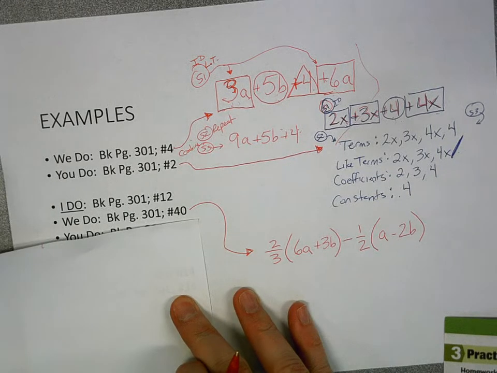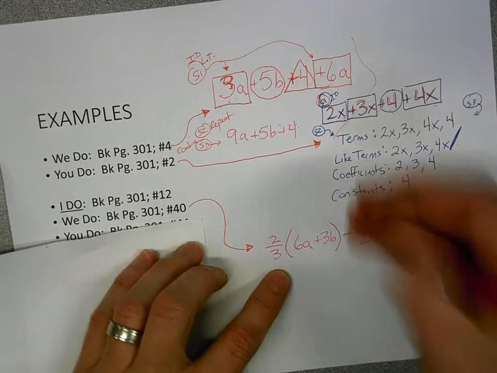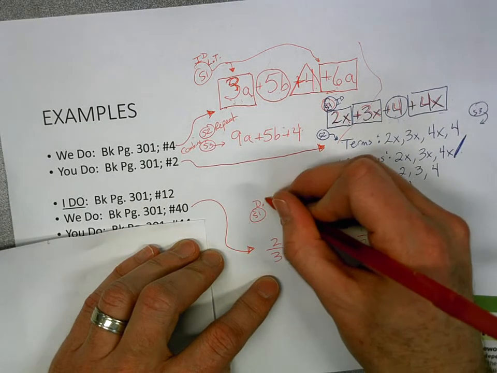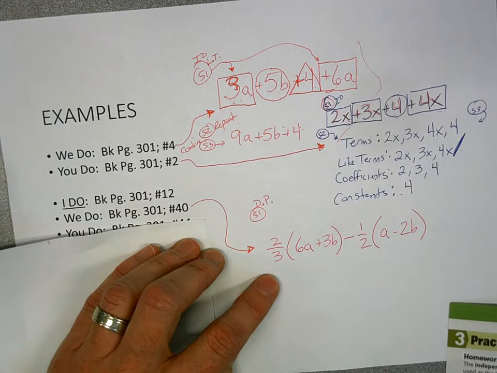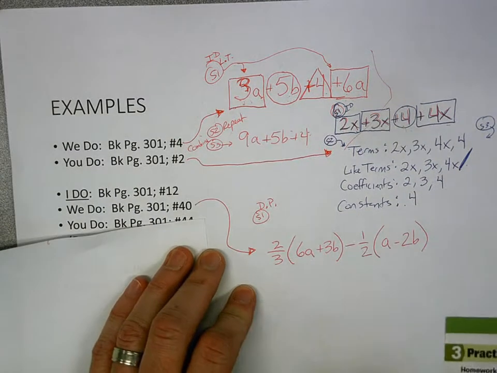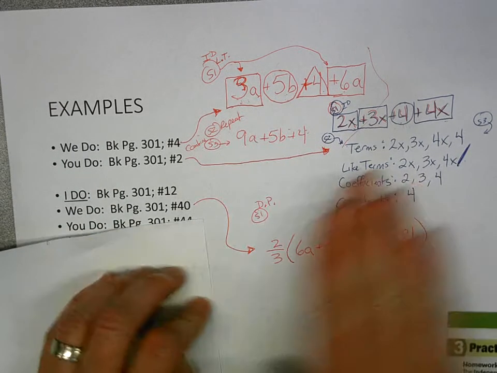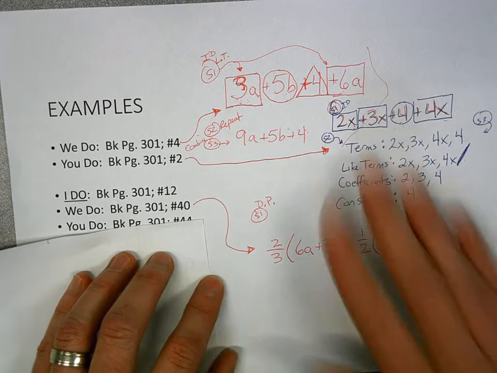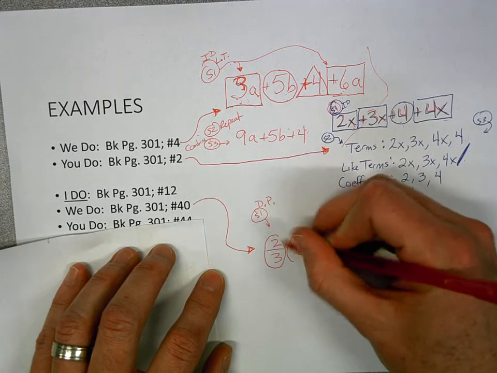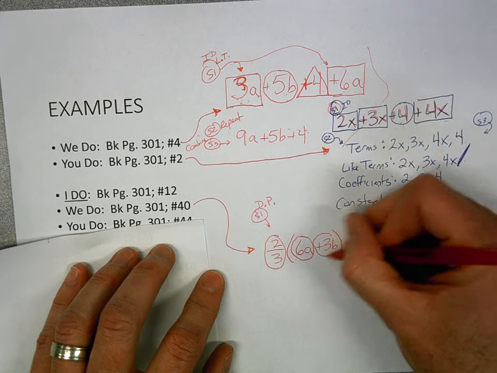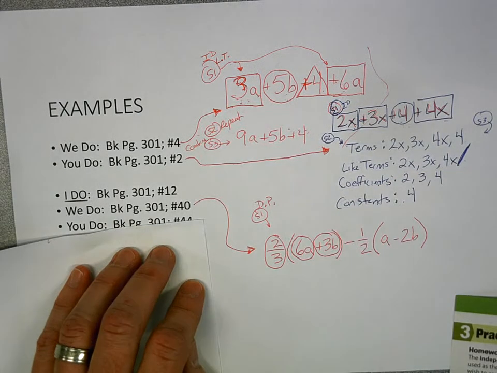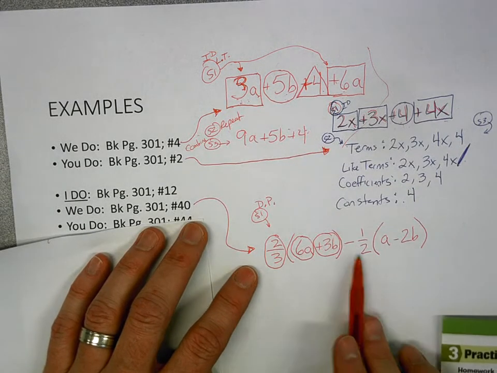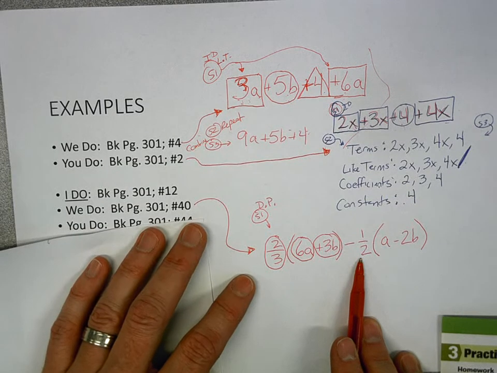Okay, so let's go ahead and take a look. Step 1, do distributive property. We have 2 sets of parentheses. Believe it or not, those are 2 parts where we're going to do distributive property. Only take one at a time. I'm going to have my 2/3 and I'm going to multiply it with 6a and a positive 3b. I am not multiplying with a negative 1/2. That is not in the parentheses. That's not part of distributive property.